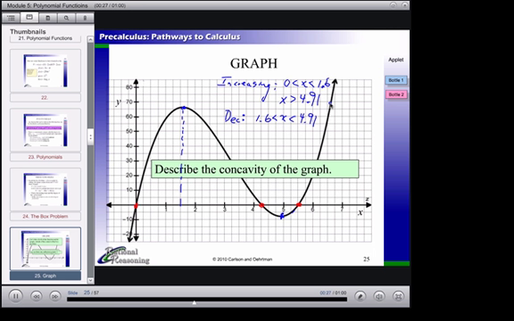Okay, concavity. We talked about concavity last time. From 0 to 1.6, what's the concavity? Concave up or concave down? Is it curved up or is it curved down? Down. And what did we say that meant for changes in y? That means the changes are decreasing.